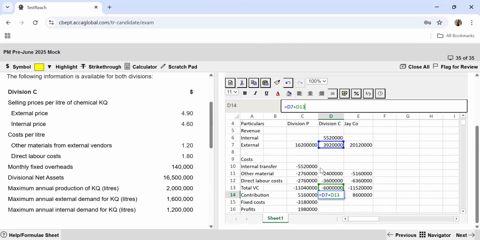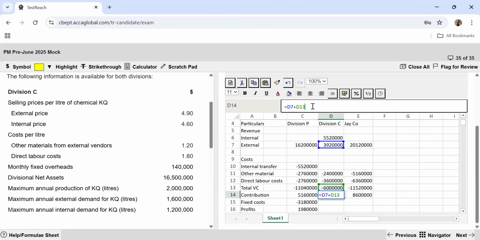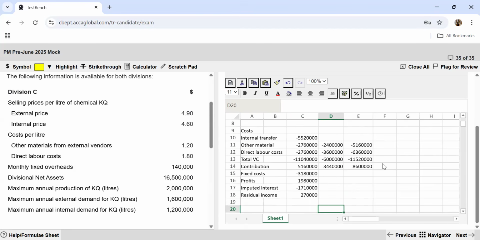For the division C, we did not take up the total of the sales. So we also have to adjust the formula a little bit for them. The total sales have not been taken up. This is what the total sales for division C will look like. So now this is what the contribution numbers actually come to.